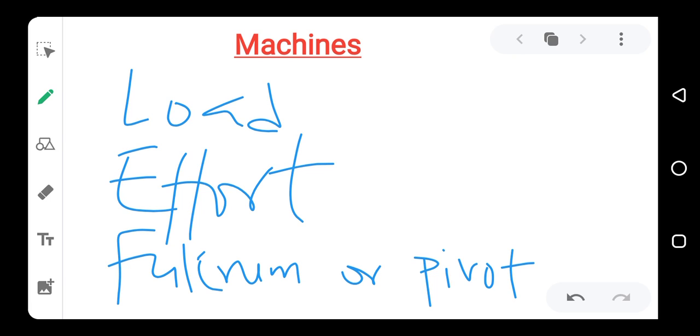So fulcrum, efforts, and load are important in the definition of a machine or whenever we are talking about machines. I say that a machine helps us to save energy. That is one advantage, the major advantage of using a machine. It helps us to save energy because we apply small energy. Effort means energy. We apply small efforts to overcome a big load.